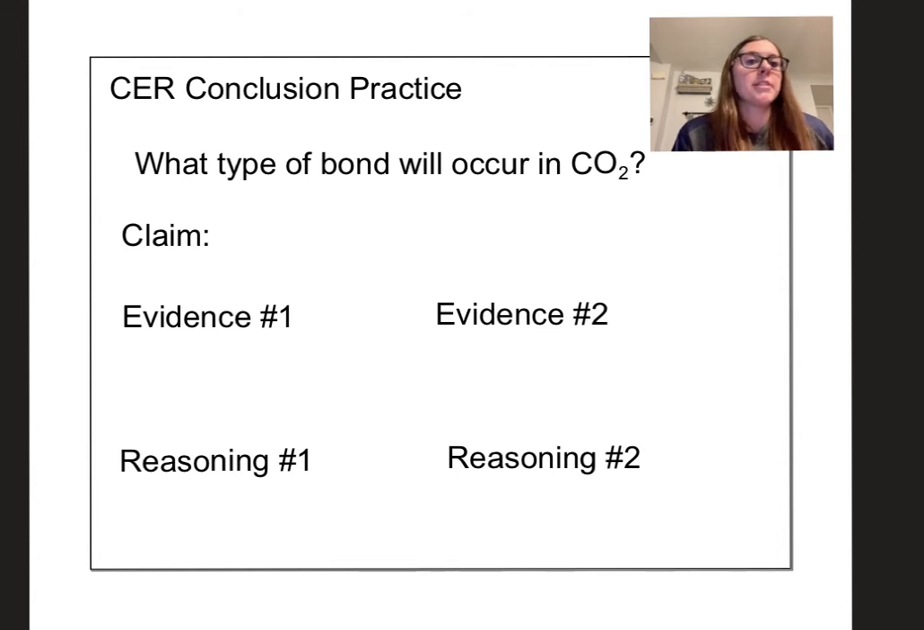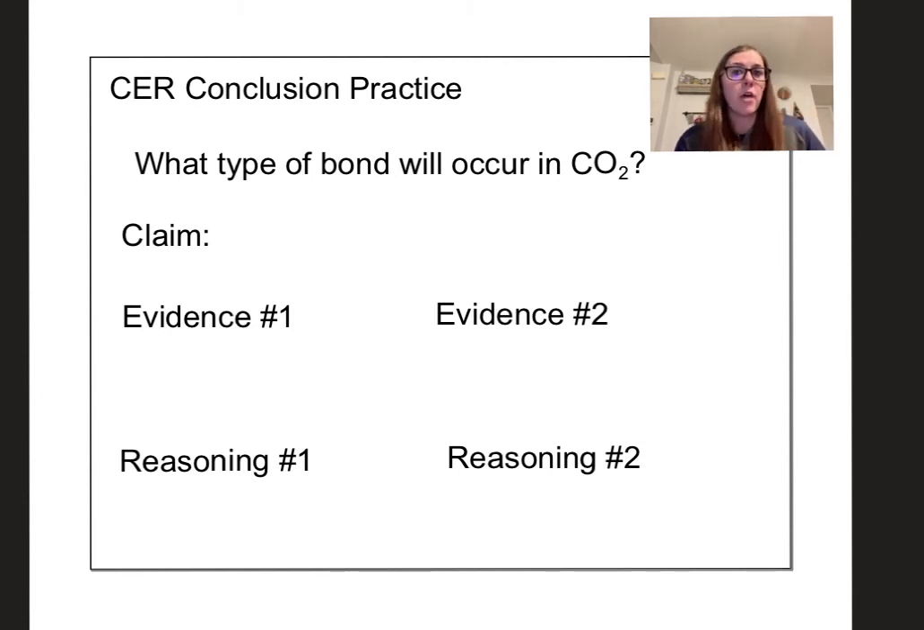What type of bond will occur in CO2? I want you to fill out your notes with the claim, evidence 1, reasoning 1, evidence 2, reasoning 2. Use the first example as a guide to help you. And then in this EdPuzzle, you will have a question that pops up where you actually turn your outline into a paragraph. So you're going to type your paragraph into the EdPuzzle. Once you're done typing, I am going to show you the answer. I know it's coming after, but I want to see what your first attempt at a paragraph looks like. But then you'll be allowed to immediately check your outline and your paragraph to make sure that you didn't miss any of the facts.